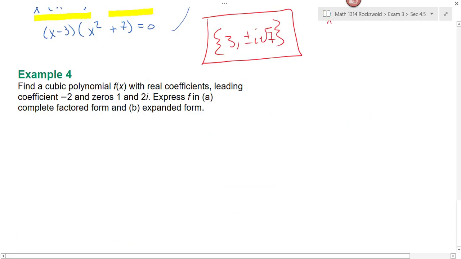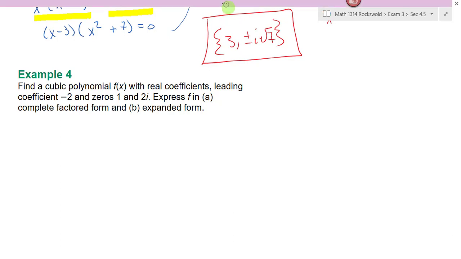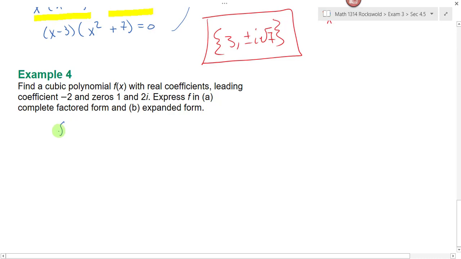In example 4, we're asked to find a cubic polynomial, that's a 3rd degree, for f of x with real coefficients where the leading coefficient is negative 2 and I have zeros of 1 and 2i. If my zeros are 1 and 2i, can you tell me what my third zero is going to be? Negative what? Not negative i. Negative 2i.